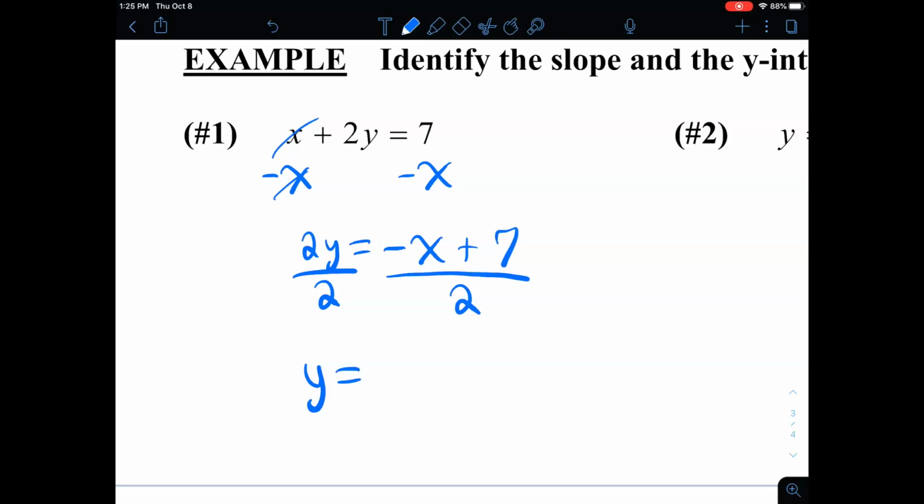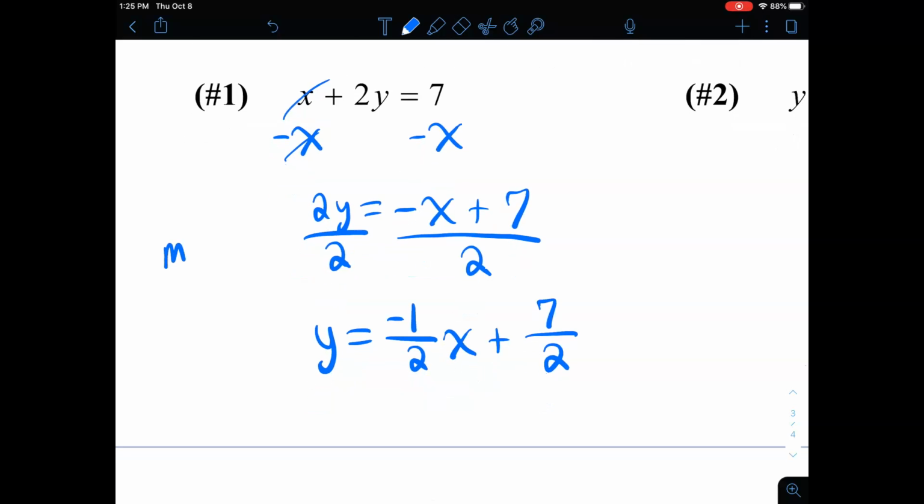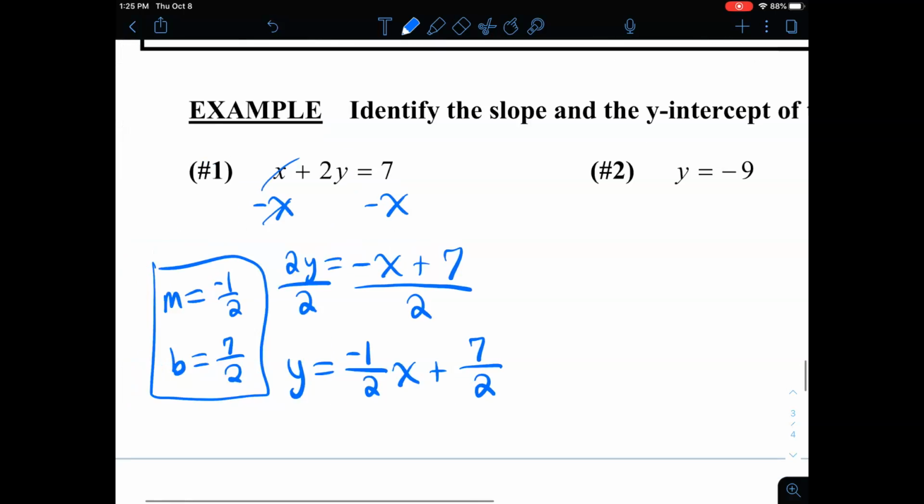So now we're going to get y equals, what's the slope of this? I see negative x over 2. How can I rewrite that with a slope in front of the x? Well, it's like a negative 1 in front of the x, so we're going to have negative 1/2 x plus 7/2. Okay? That's how you rewrite something when you have a weird slope going on here. It's negative 1/2 x. So what's our m? What's our b? M is negative 1/2. B is going to be 7/2. And that's our answer.